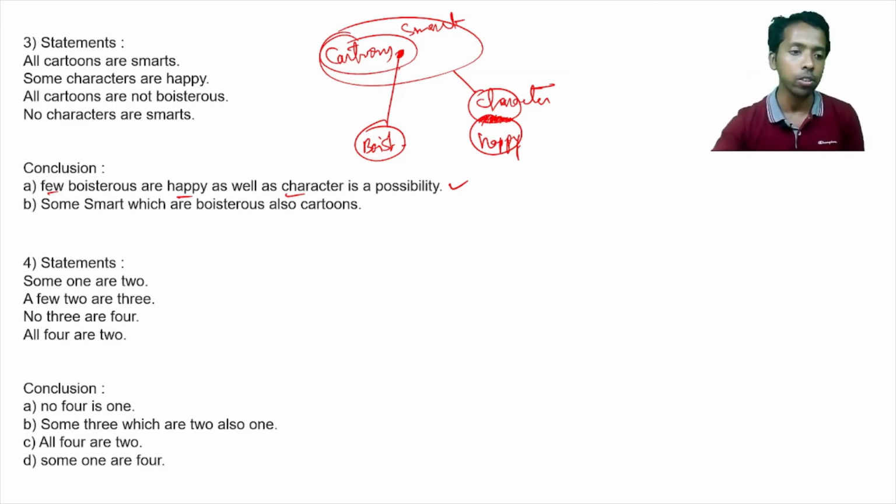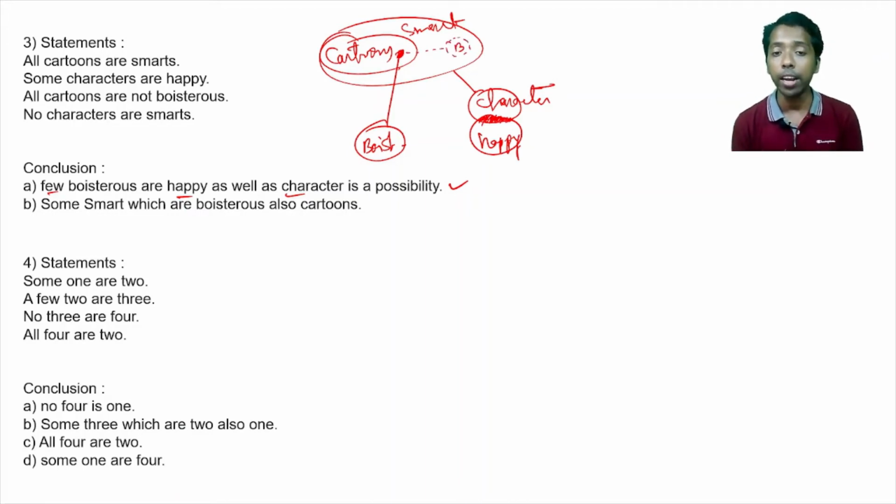Now moving to the next conclusion here. Some smart which are boisterous are also cartoons. See one thing, it's talking about a definite conclusion, with no possibility involved. No "may not be", "can be", nothing involved here. So this is a definite conclusion. See if it's correct here or not. Some smart which are boisterous can come here, right? Some cartoons are not boisterous, so boisterous can come here, right?